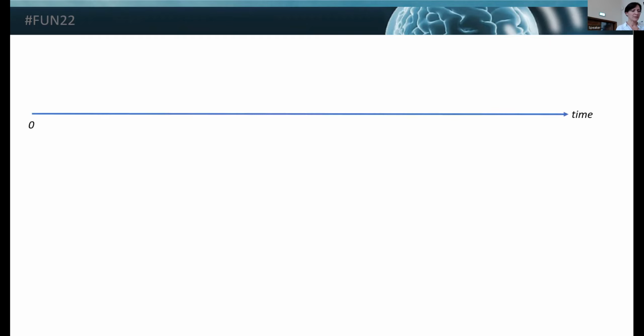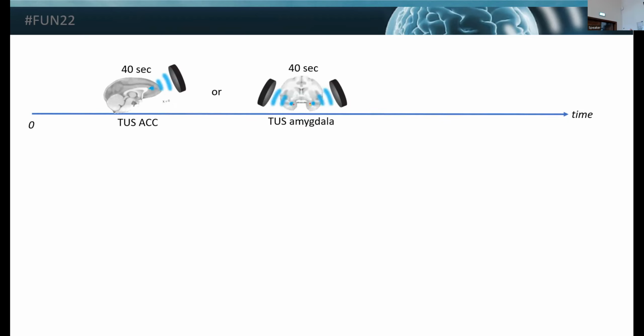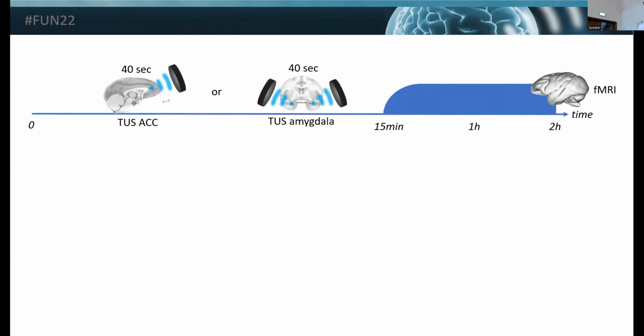Right, so the first study was performed in Oxford in collaboration with Jean-François Aubry, Jérôme Sallé, Lennart Verhagen, Miriam, the Oxford crowd, Matthew Rushworth, and that was in a non-human primate model. In this study, we applied a 40-second train of pulses to either the perigenual ACC, the anterior cingulate cortex, or, on different days, bilaterally to the amygdala. Animals were anesthetized, and then we put them in an MRI scanner and recorded resting state fMRI.